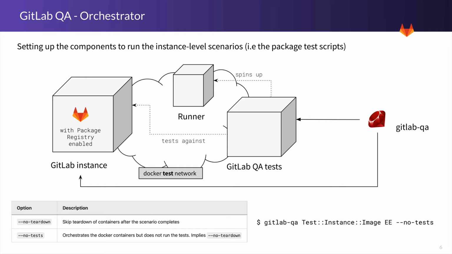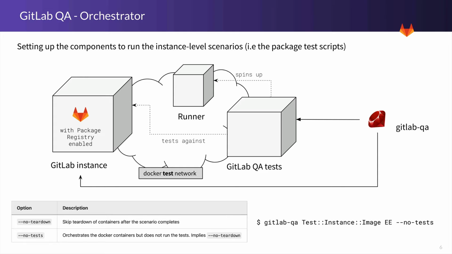For example, the test actually will be able to spin up different components such as the runner, which are needed for the package tests, because we actually use a runner to do certain operations such as, for example, Maven publish. We basically just have a runner and we set up a pipeline, a GitLab CI YAML file, and we just say Maven publish, and we are able to quickly test different package manager clients.